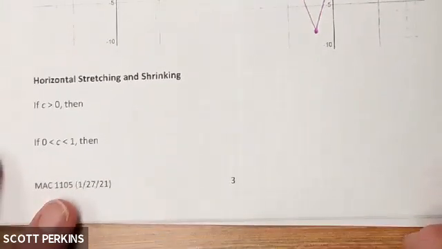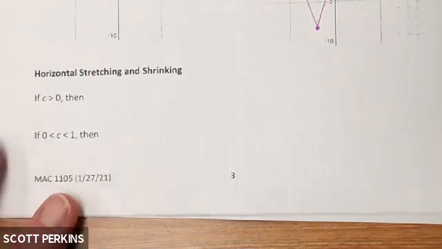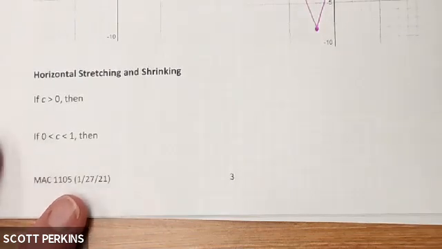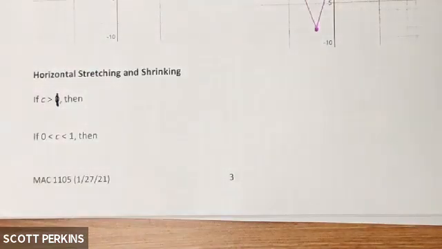All right, horizontal. Again, I've got the same typo as before, so at least I'm consistent in the things that I do. This should be c is greater than 1 down here at the bottom. So if you wouldn't mind fixing that for me.